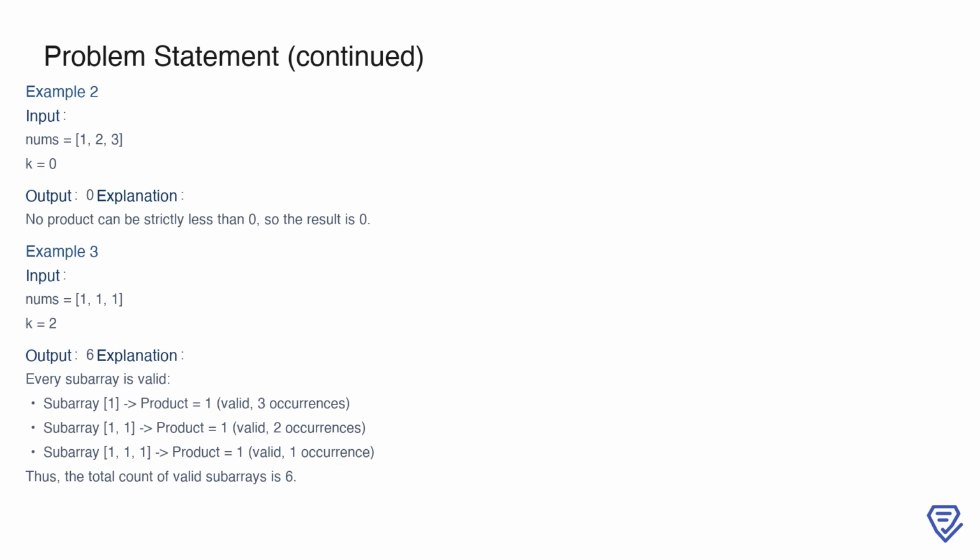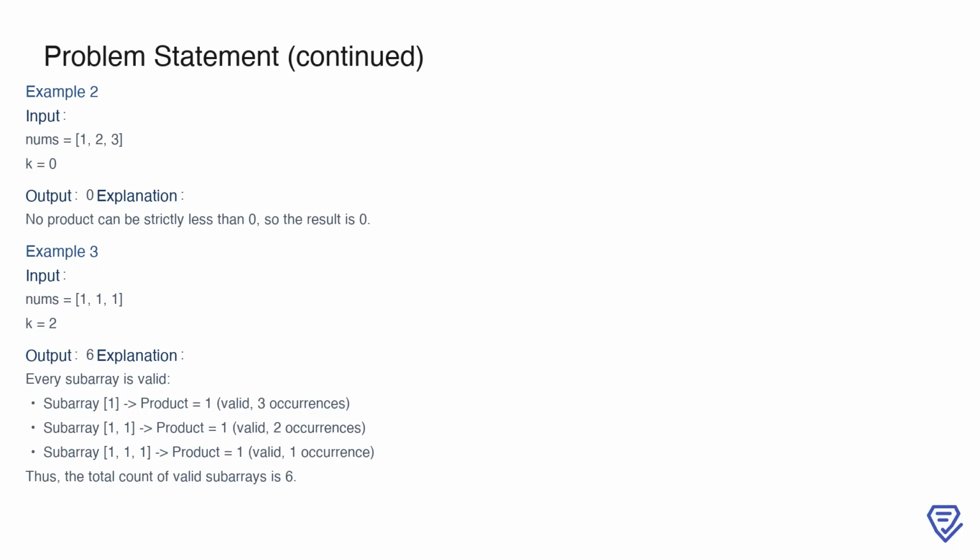Let's consider a few more examples. In the second example, with nums equals 1, 2, 3, and k equals 0, no product can be strictly less than 0, so the result is 0. In the third example, with nums equals 1, 1, 1, and k equals 2, every subarray is valid because all products equal 1, which is less than 2.